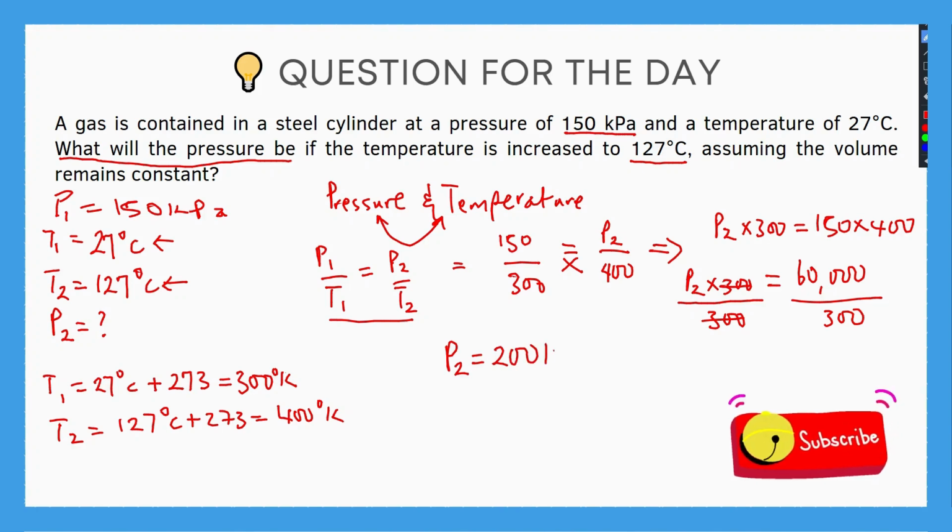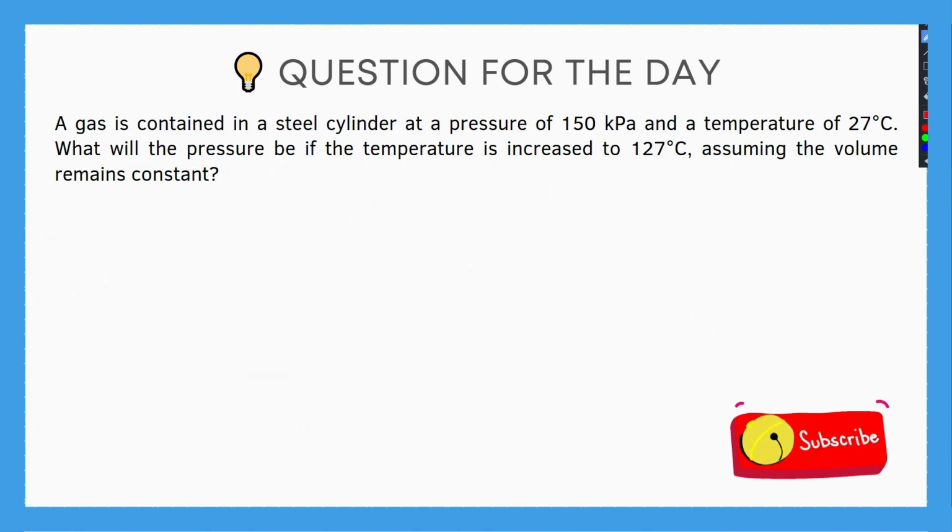200 kilopascals, because that is the unit we used for measuring pressure in this question. Now we have solved and gotten what P2 is. This is our final answer, but we can go a bit further by checking if our working is correct. Remember, Gay-Lussac's law states that P1 divided by T1 is equal to P2 divided by T2.